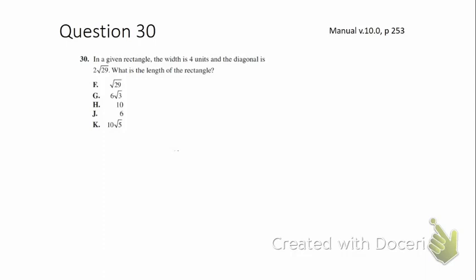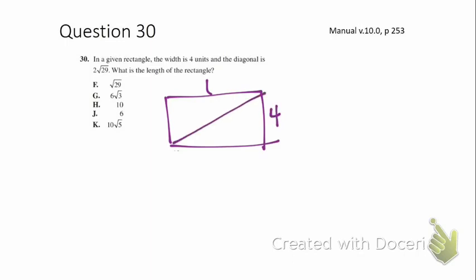Okay, in a given rectangle, the width is 4 units and the diagonal is 2 root 29. What is the length of the rectangle? Okay, so I'm solving for L. The width is 4. The diagonal is 2 root 29. I need to solve for L. So I'm going to be using the Pythagorean theorem here. I know this is 4 as well.